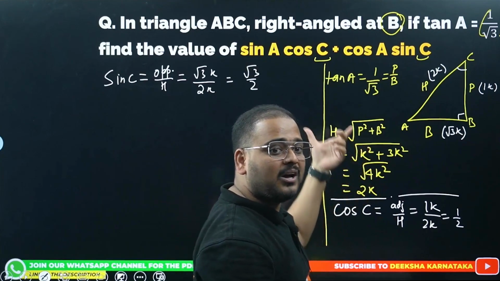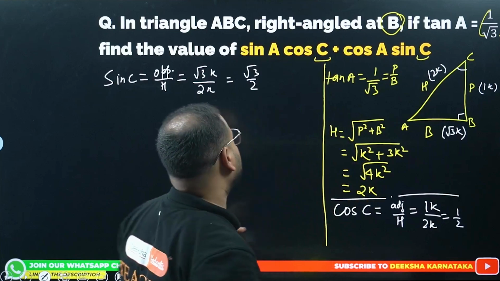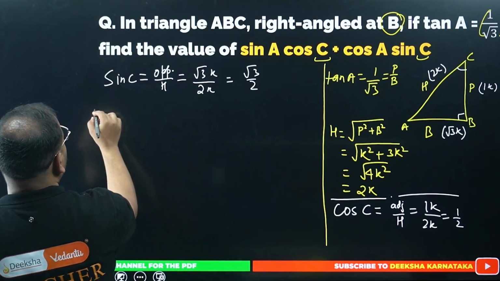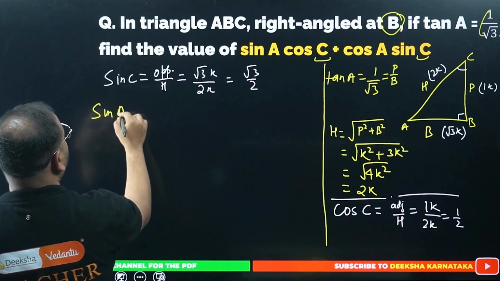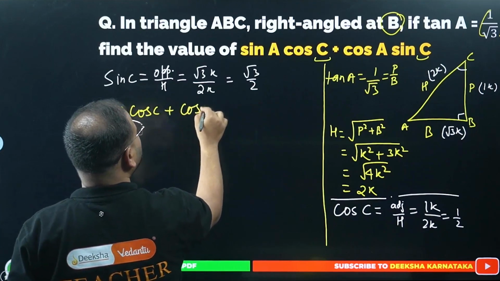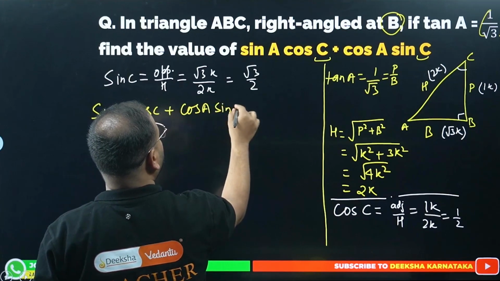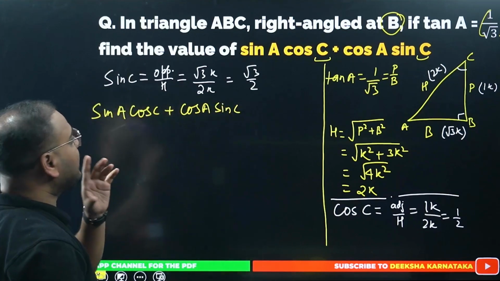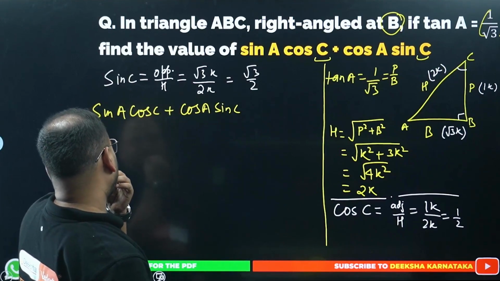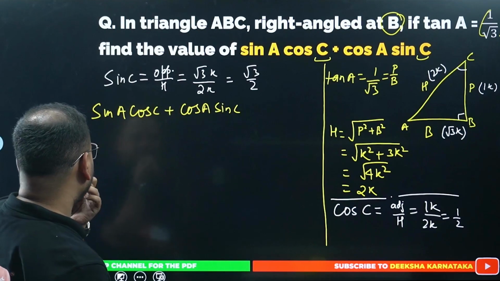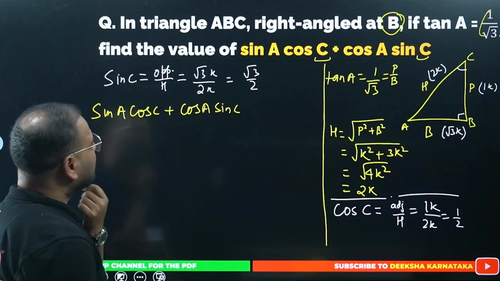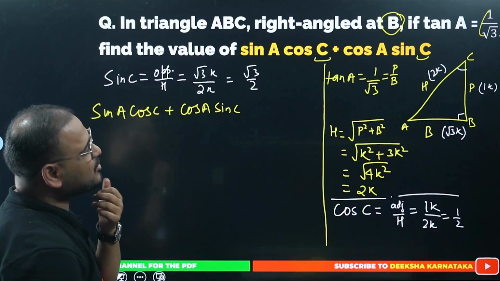So we will move on to the statement that they're asking us to find: sin A cos C plus cos A sin C. What are we going to do? Divide everything by what? Okay, but it's not an equation. If we divide, we have to multiply also. Then it doesn't make sense.